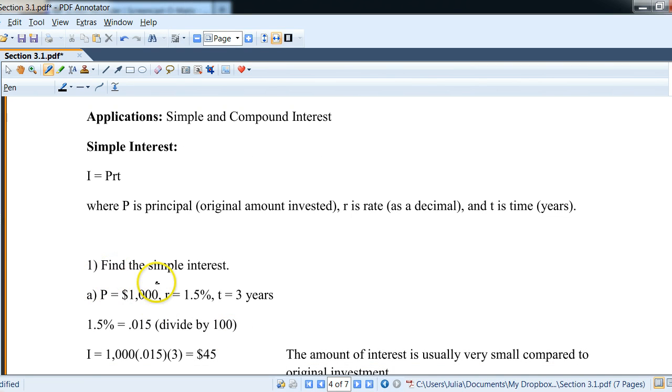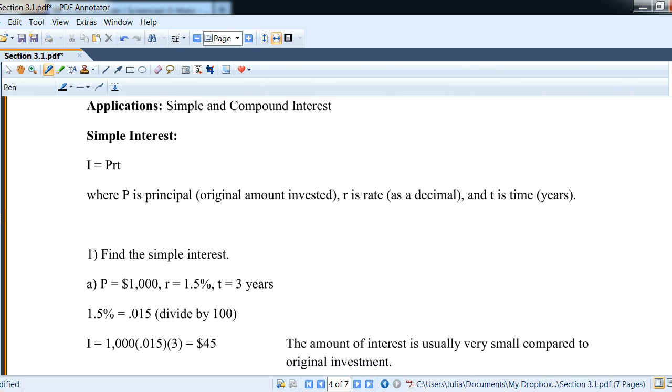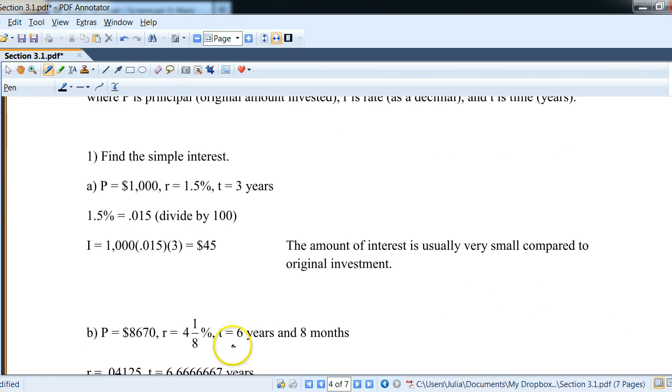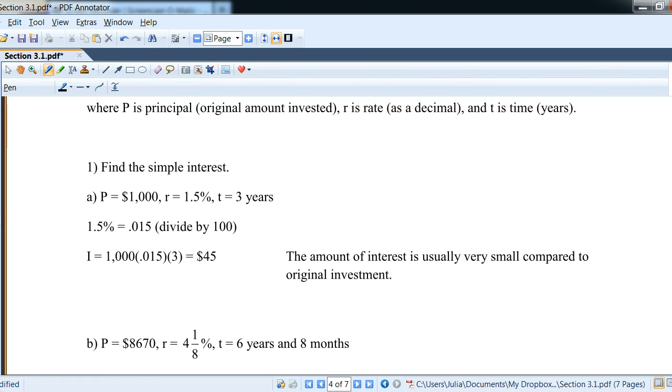If we have to find simple interest, we're given this information. Let's say P is $1,000, R equals 1.5%, and T is 3 years. Note how we got the R to be 0.015, and we multiply them together to get $45. So not a lot on $1,000, but still pretty good. Okay, what if we have something a little bit more complicated?